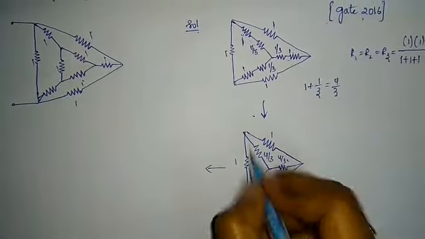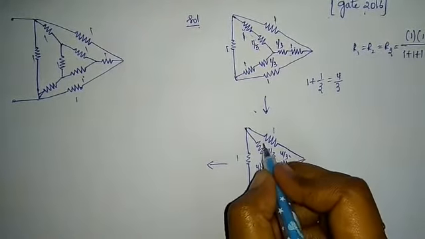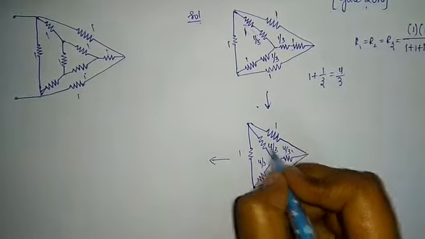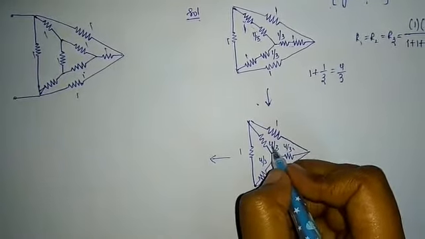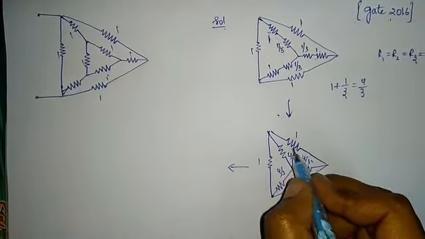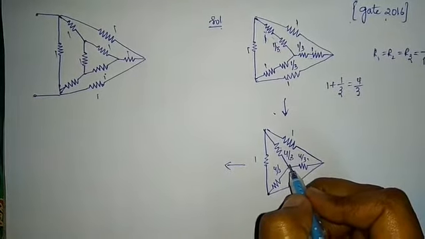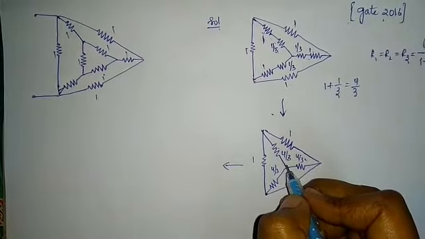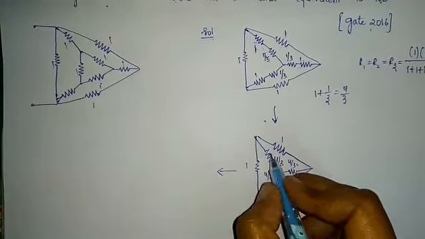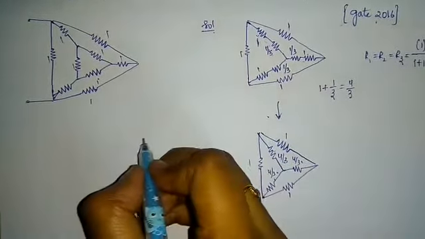And later on, when we observe this network, this is in the Y network and this is in the delta network. So convert this Y network into a delta network. In that case we can solve easily, as the converted delta network resistances here and here will be in parallel mode. So it will be easy for us to calculate the resistance. For converting this Y network into the delta network, we already know the formula. If not, please watch my previous video.